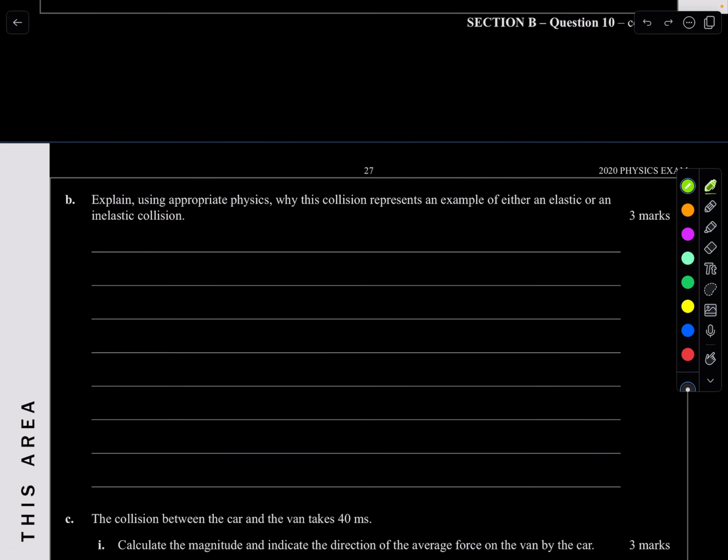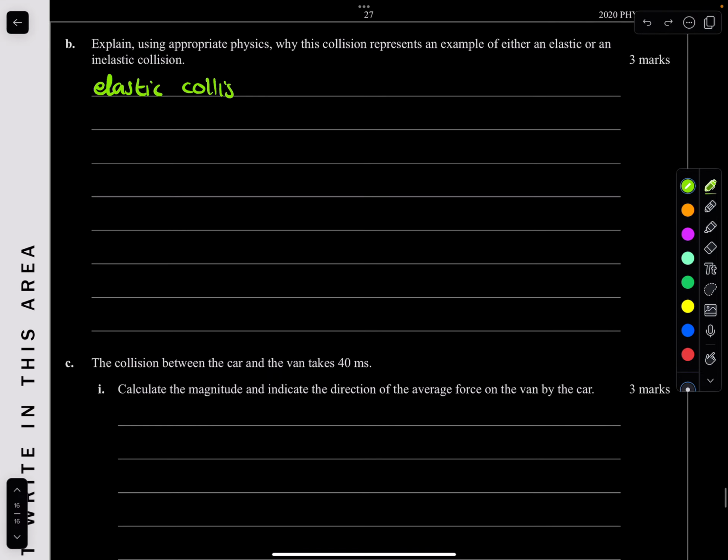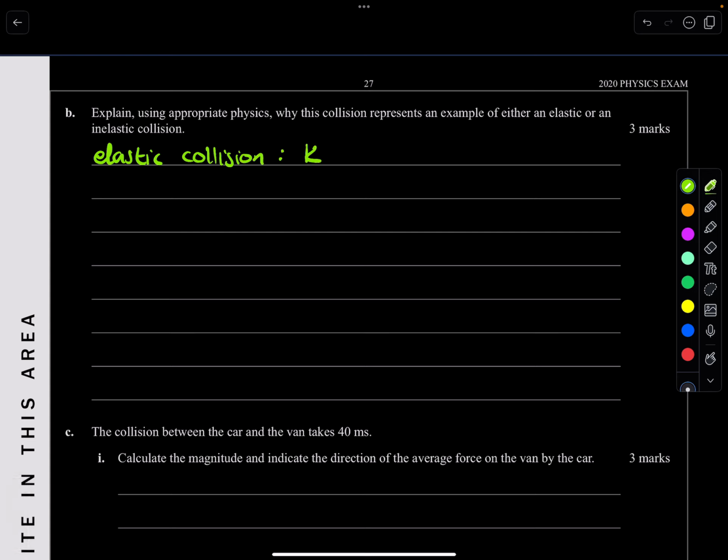Beautiful. Explain using appropriate physics why this collision represents an example of either an elastic or inelastic collision. To determine if it's elastic or inelastic: for an elastic collision, the kinetic energy before must be equal to the kinetic energy after the collision. If there's no loss of kinetic energy, then it's an elastic collision. But if the kinetic energy before is not equal to the kinetic energy after, then it's called an inelastic collision.